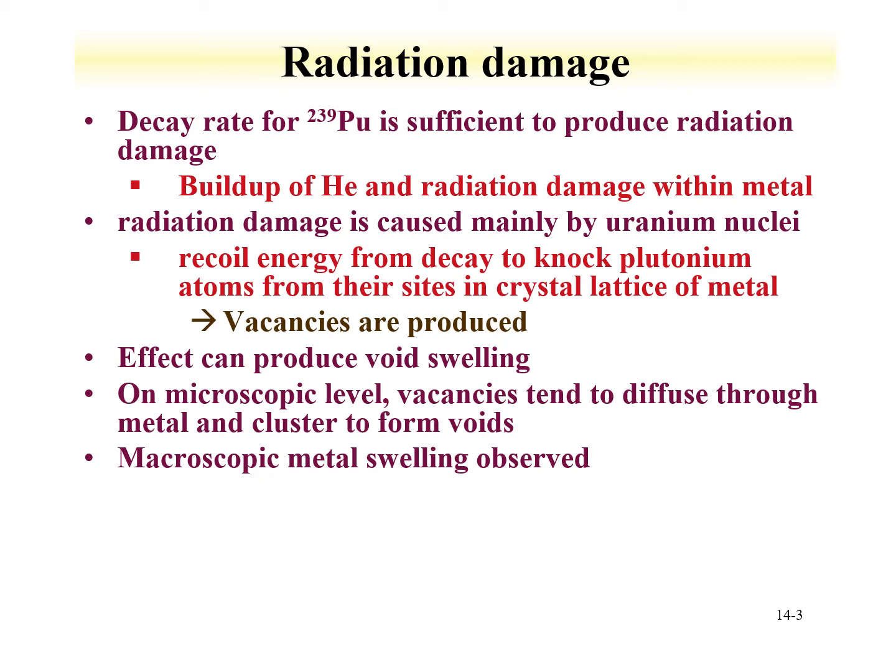In fact, the recoil of this uranium daughter is the prime generation of the radiation damage effects. This is due to the recoil energy. If you remember from the Q value, we could calculate how much of the energy goes into the alpha decay, and there's some that goes into the uranium daughter. It's on the order of keV, but that's certainly enough energy to knock atoms off their lattice sites, and vacancies are produced, and the net effect from both the helium and this radiation damage is void swelling. So on the microscopic level, the vacancies will diffuse together and cluster, and what's observed is that the metal swells.